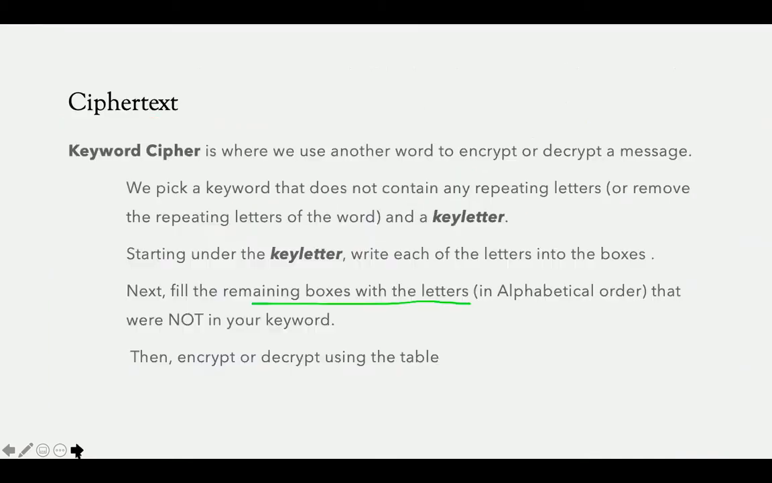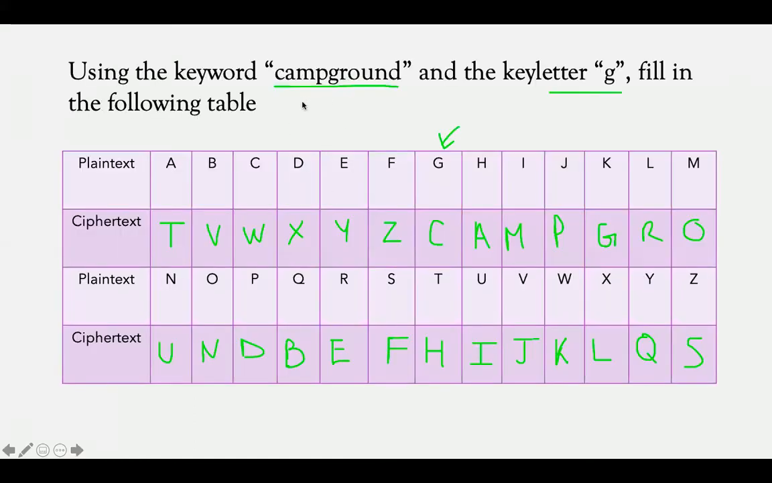Another thing that we talked about was keyword cipher, and that's another way of encrypting or decrypting. The only thing here is that you're choosing a key letter, which is your starting point, and then choosing a keyword, not using any repeating letters, and you're starting from that key letter. Here's an example. Suppose we're using a key letter, which is G, and a keyword, campground.